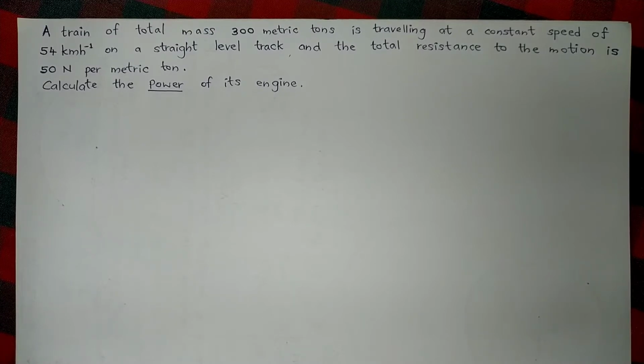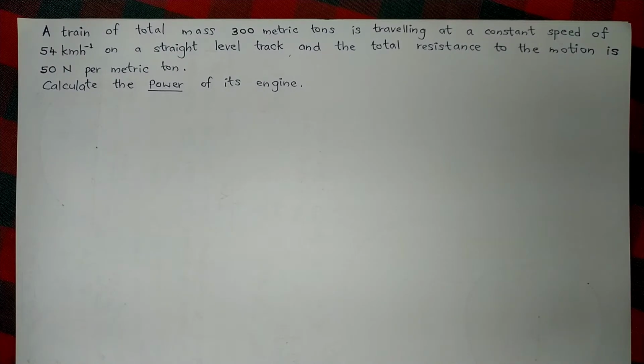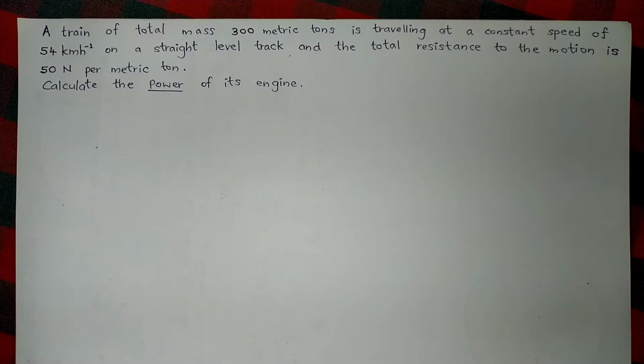For this video, I have selected the 2002 A-level past paper, Applied Mathematics, question number 2, section B. The question is, a train of total mass 300 metric tons is traveling at a constant speed of 54 kilometers per hour on a straight level track, and the total resistance to the motion is 50 Newton per metric ton.